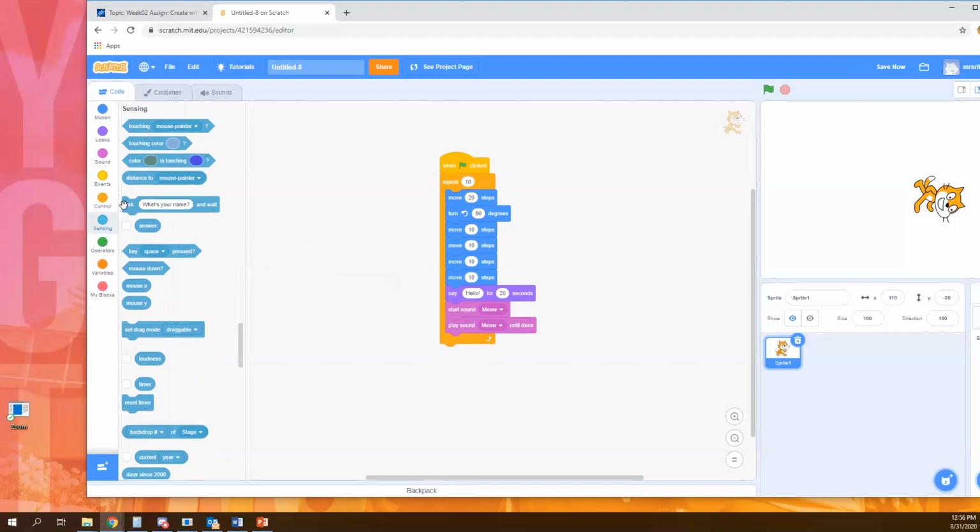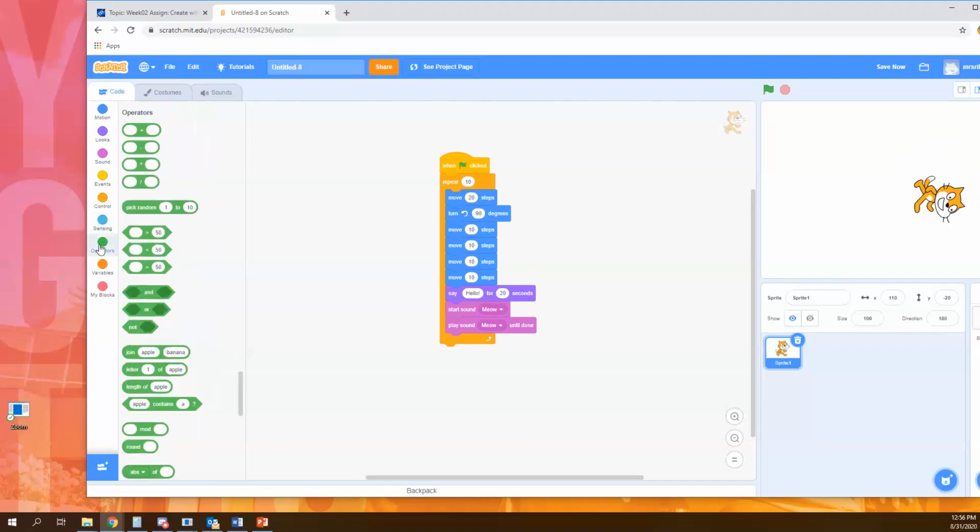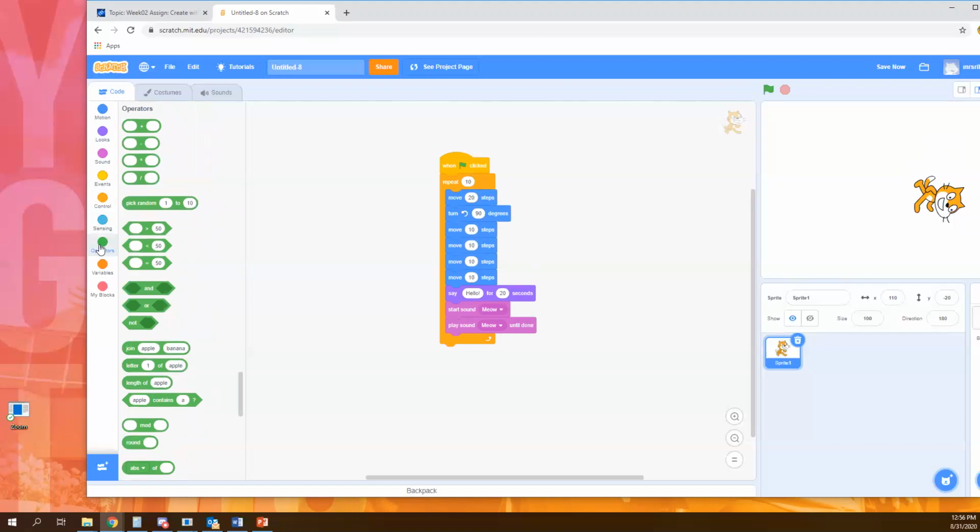Now, sensing is going to be asking things, like you might have interaction between different sprites going on. You could stop it, ask one what its name is and wait for the response. The green operators are like adding things, doing different events, joining. Here they're joining the apple and banana.